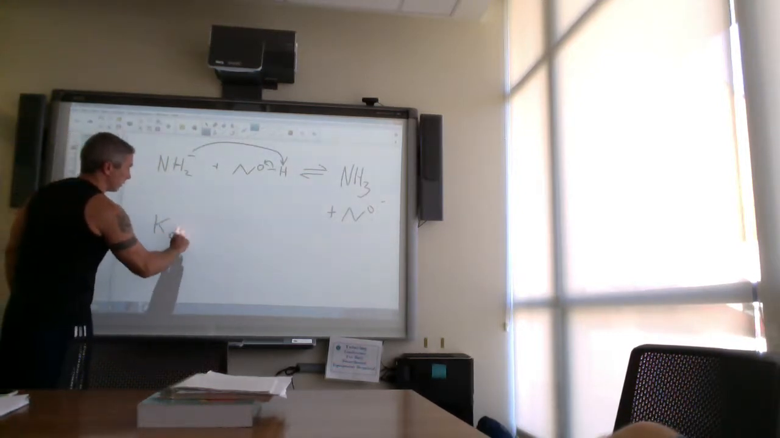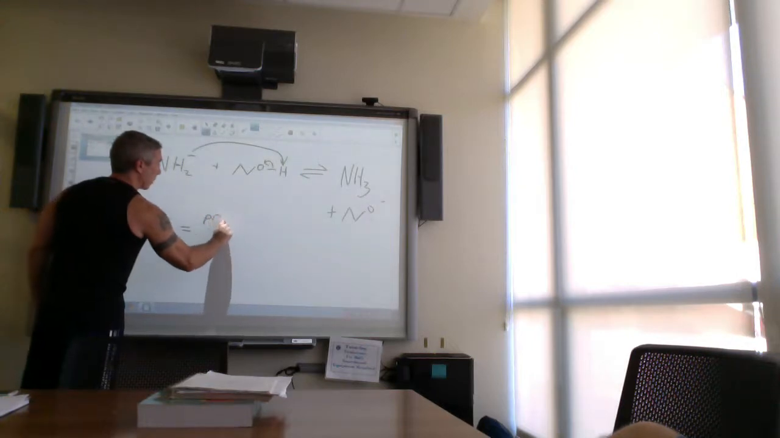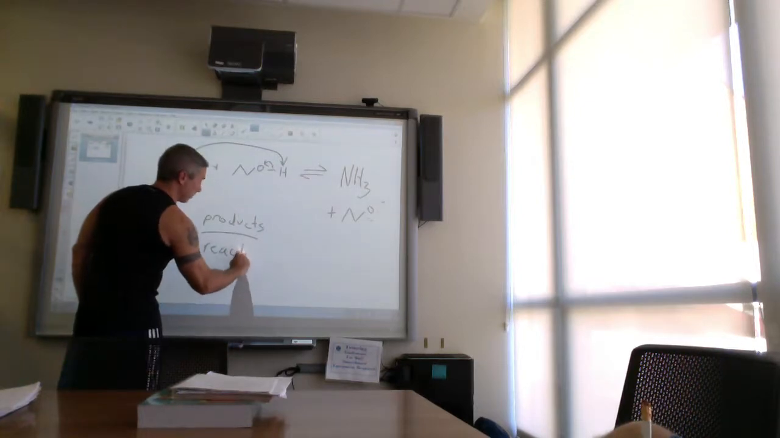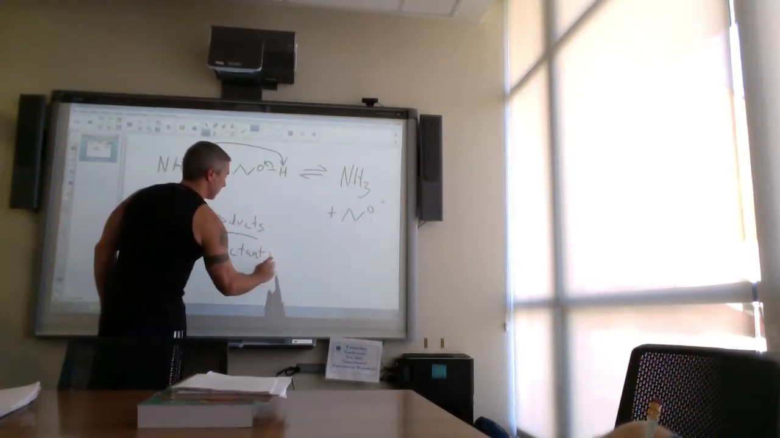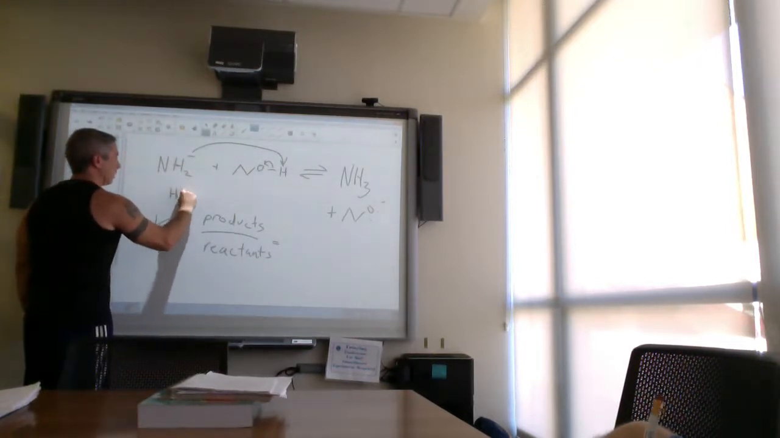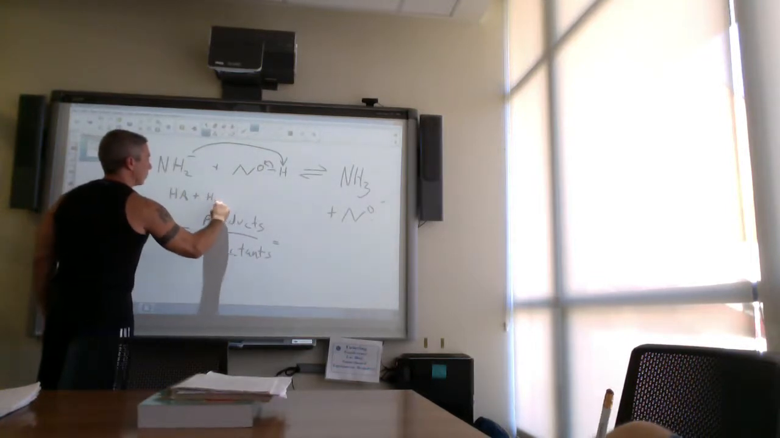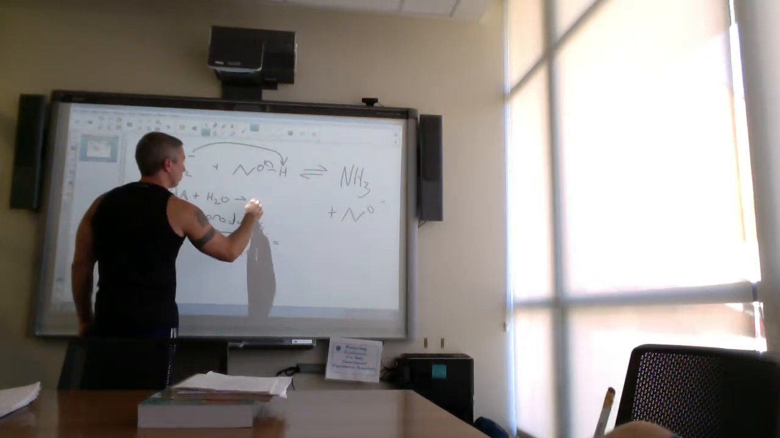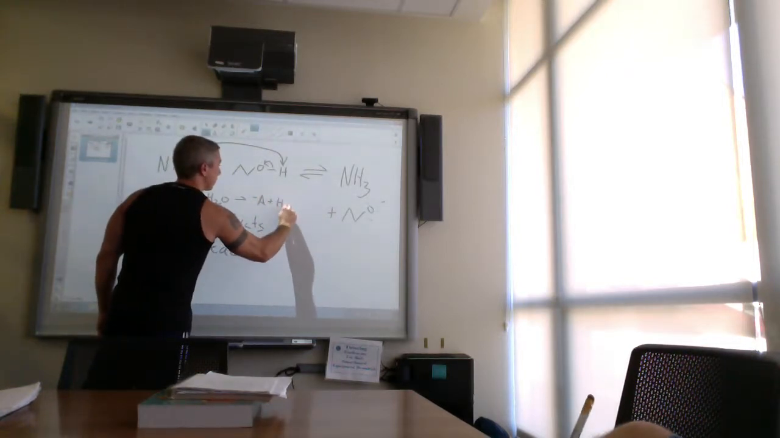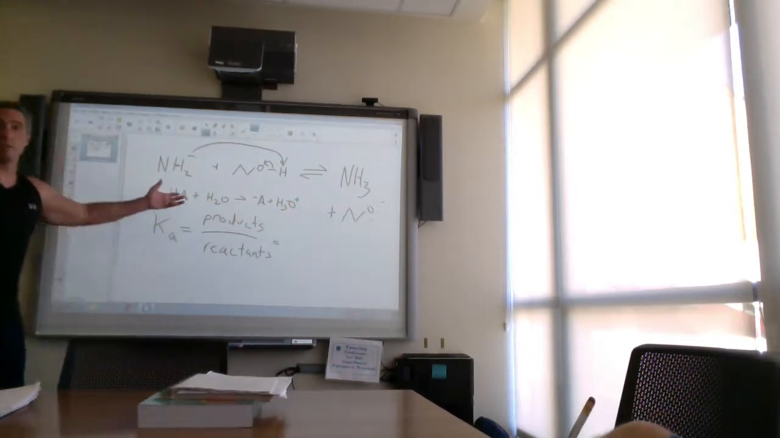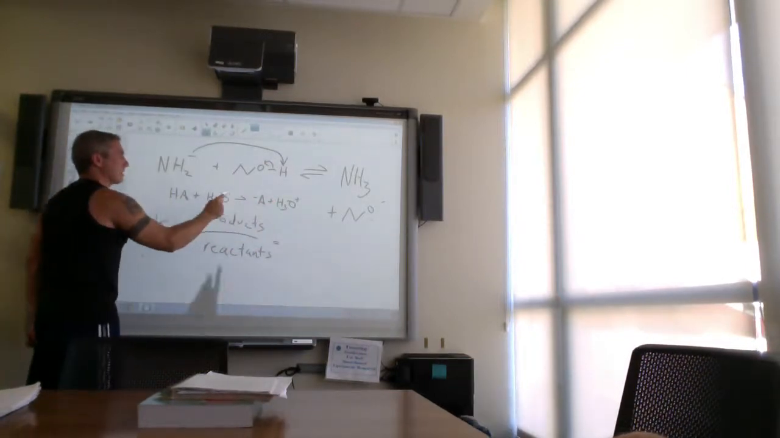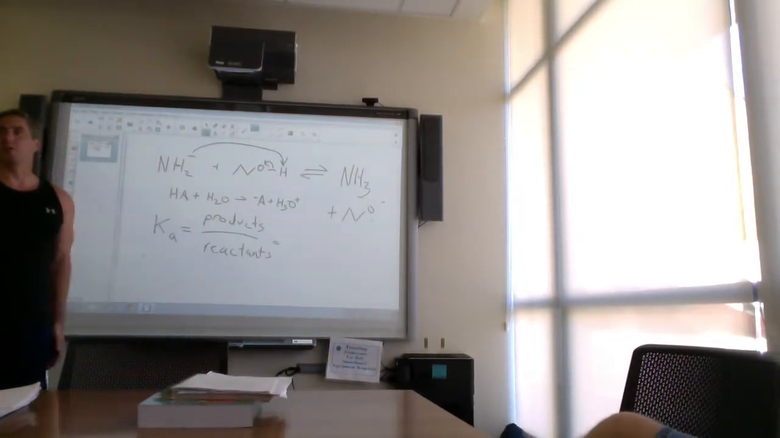Ka, generically speaking, is always products over reactants, right? In general. In the case of an acid, the generic formula is HA plus H2O going to, depending on what the acid looks like, A negative plus hydronium. Right? It's the generic acid formula. This is the conjugate base of this acid. This is the conjugate acid of this base. Water's wonderful, it does both.